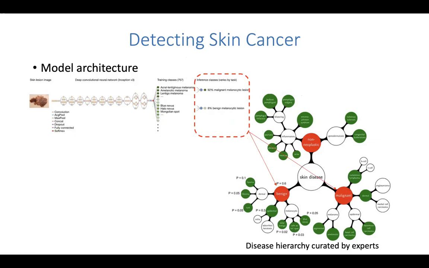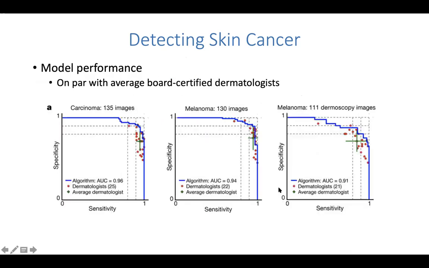So what the doctor is actually interested in is whether a given image or lesion is malignant or benign. So that's probably sufficient. This is the model performance. Again, this is on par with the average board certified, US licensed dermatologists, specifically 21 dermatologists. If you count the red dots here, there would be 21 red dots. Actually, there are 25 red dots here.